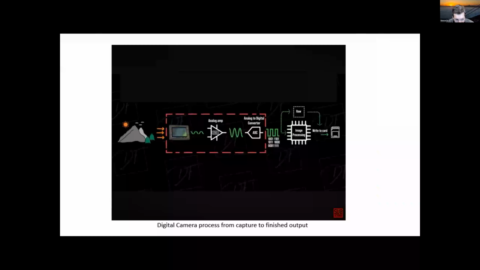Here's the process in a digital camera. We have photons that are reflected from our subject. They go to a sensor that throws out electrons. They go to an amplifier. Then they're converted from an analog image to a digital image, ones and zeros, that ends up as our saved image or our file.